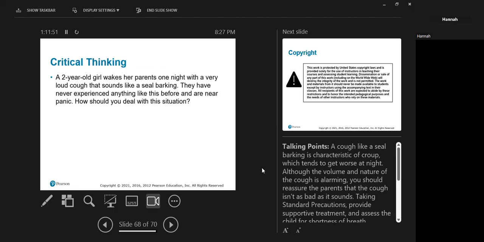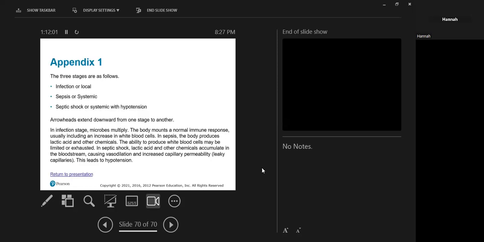What is the difference between croup and epiglottitis? There are 3 stages: infection or local, sepsis or systemic, and then septic shock or systemic with hypotension.